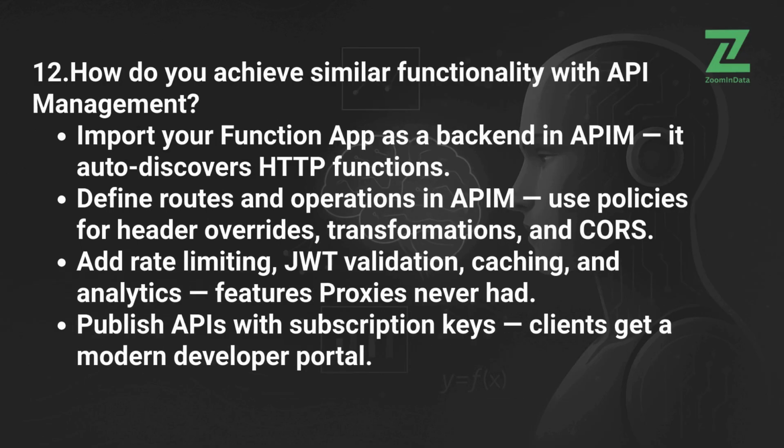How do you achieve similar functionality with API management? Import your function app as a backend in APIM. It auto-discovers HTTP functions. Define routes and operations in APIM. Use policies for header overrides, transformations, and CORS. Add rate limiting, JWT validation, caching, and analytics, features proxies never had. Publish APIs with subscription keys. Clients get a modern developer portal.